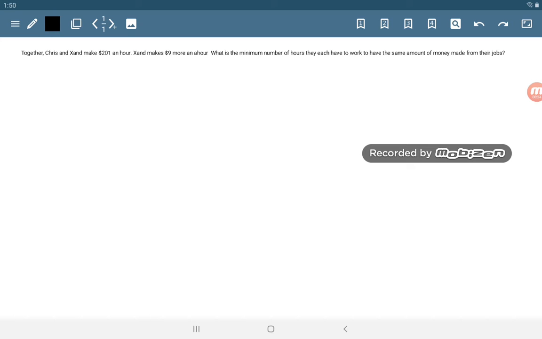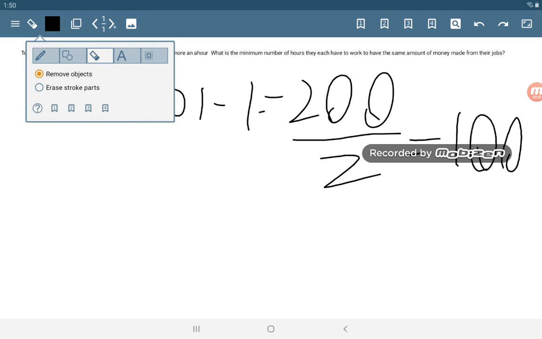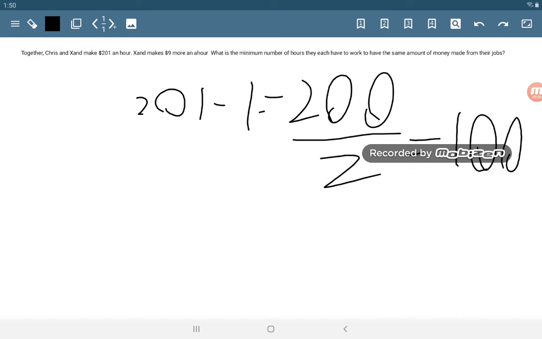Okay, so Zand makes 9 more an hour, and together they make $201. We know how to calculate that. 201 minus 1 is 200. 200 over 2 is 100. What? You don't know why I'm doing this? You think this is wrong? Well, I'll show you why I'm right.